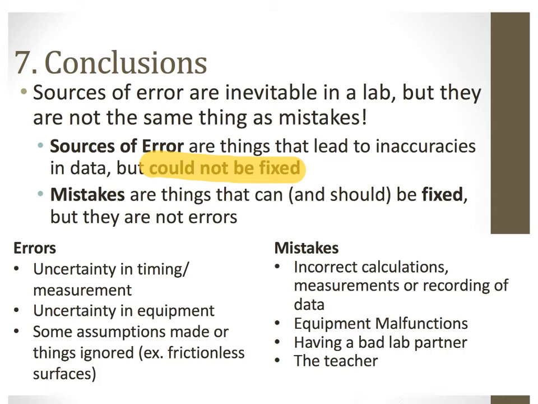I have a few examples here of the difference. Major sources of error: uncertainty in measurement. That's a big one that's almost always present. Uncertainty in the equipment. Pullback car is a perfect example of something that doesn't behave the same way every single time. You really can't help that. That absolutely is a source of error.